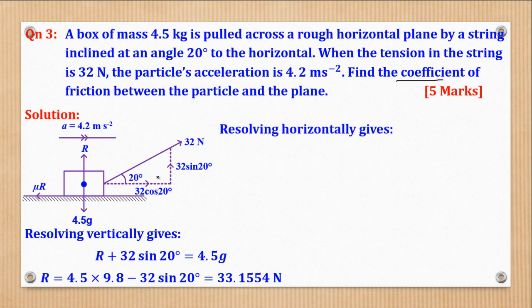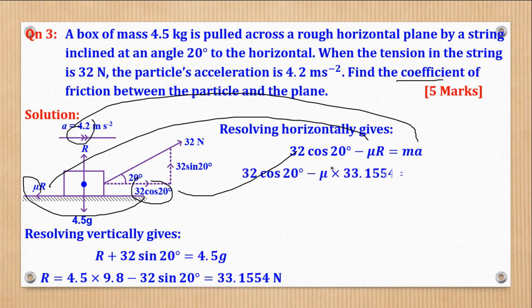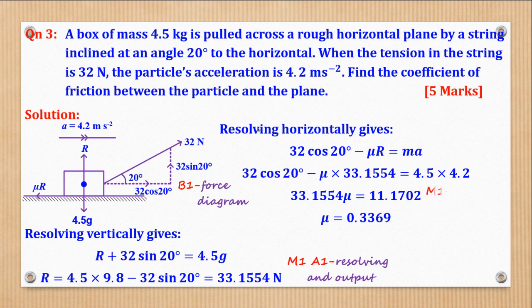But the question wants the coefficient of friction, so we are now going to resolve horizontally. Resolving horizontally, this is bigger than this based on the acceleration. That's why we say this minus this is equal to MA. So substitute for R, M, and A. You remain with mu as the only unknown. Therefore, mu can be made the subject. And that's what they wanted.